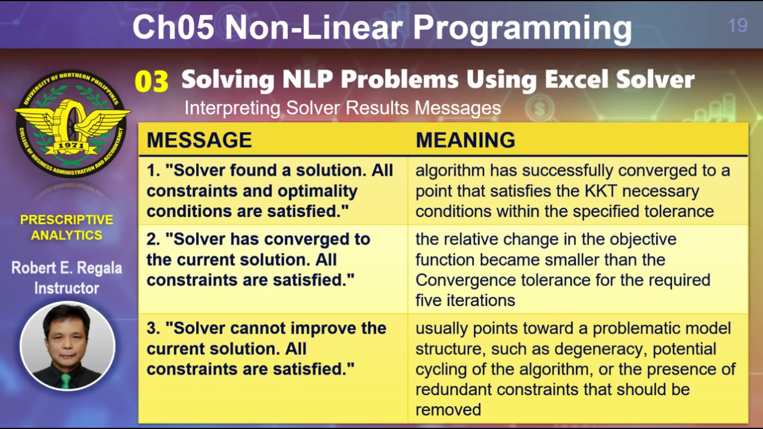3. Solver cannot improve the current solution. All constraints are satisfied. This condition is rare for the GRG nonlinear method. When it occurs, it usually points toward a problematic model structure, such as degeneracy, potential cycling of the algorithm, or the presence of redundant constraints that should be removed.